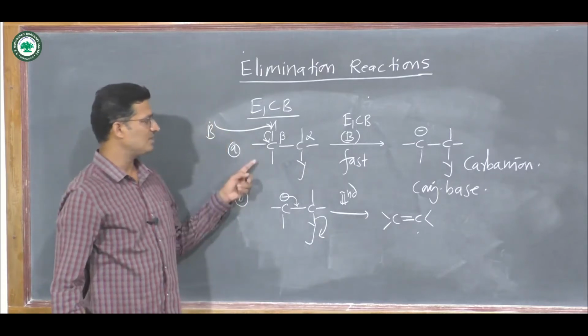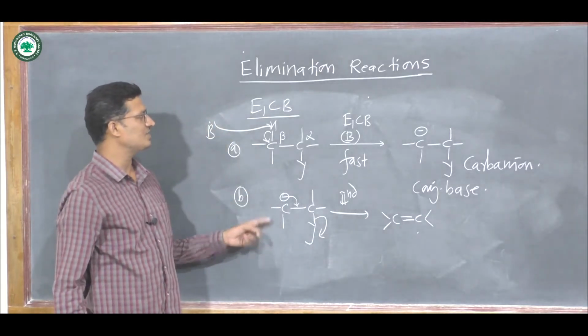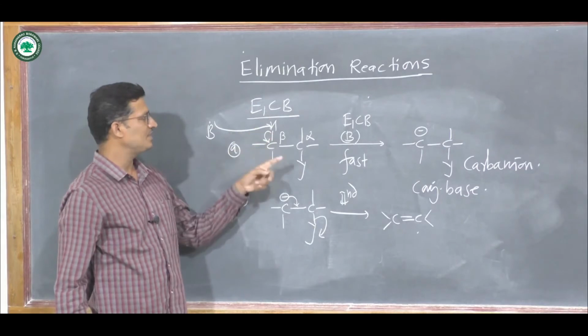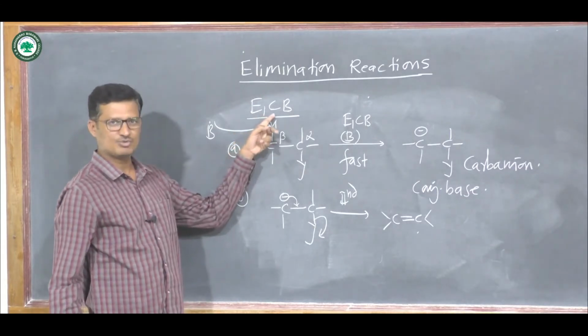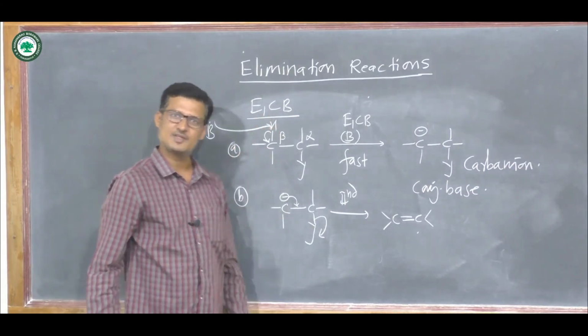So this is the simple third type of elimination reaction, and we call it E1CB: elimination unimolecular proceeding through the conjugate base.